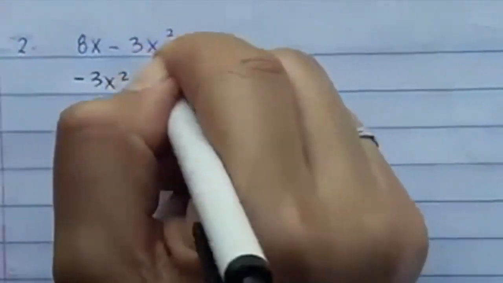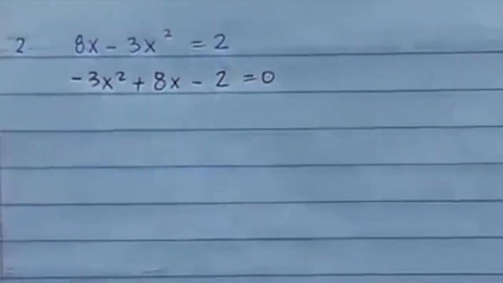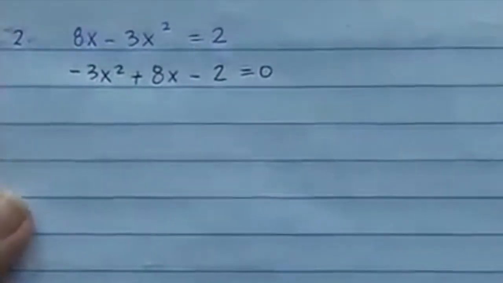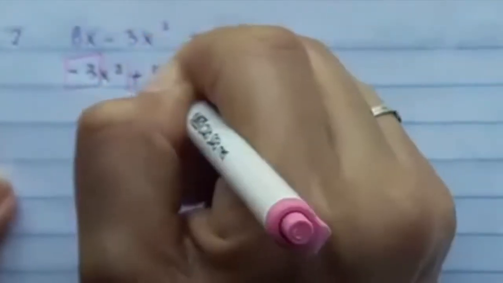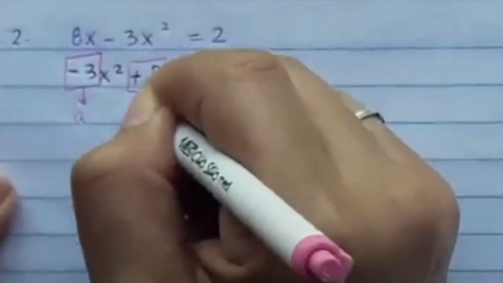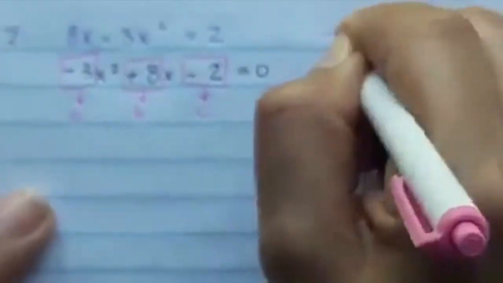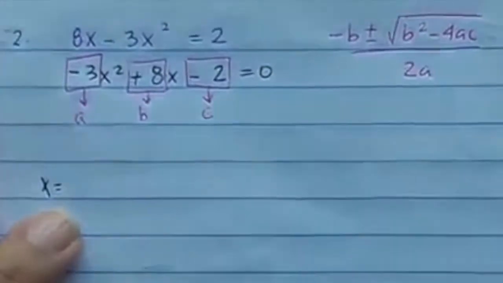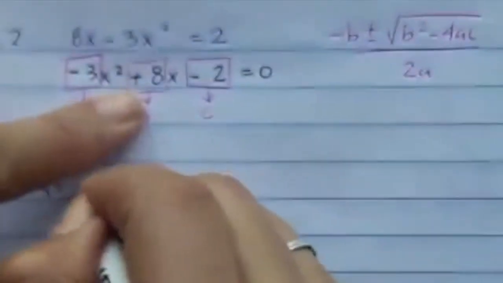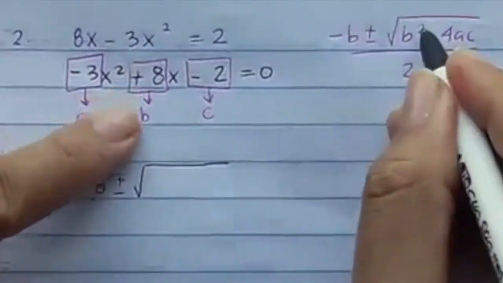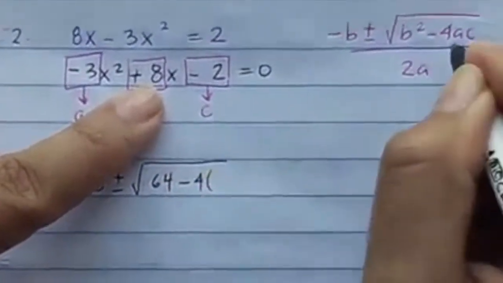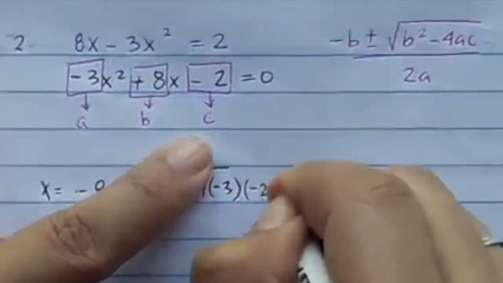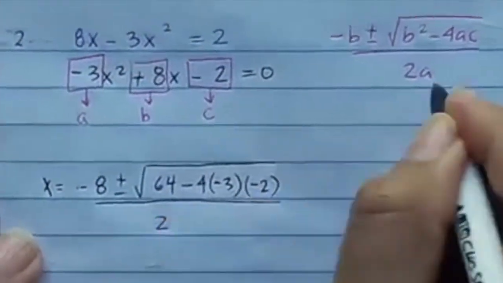Alright, so first thing you need to do is actually arrange it in order: x squared, x, and then the number. So just rewrite this, equals 0, perfect. And then find out what a is. The coefficient with x squared is a, the coefficient with x is b, and the last one is c. So just the number by itself is c. Then plug it into your equation, negative b plus or minus the square root of b squared minus 4ac, all over 2a. Negative b, so negative 8 plus or minus the square root of b squared, which is 8 squared, which is 64, minus 4 times a, which is negative 3, times c, which is negative 2, all over 2 times a, which is negative 3.